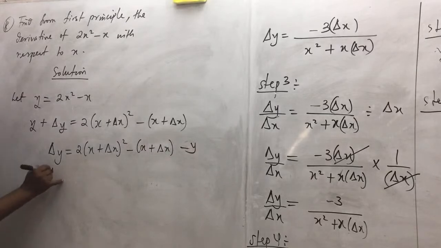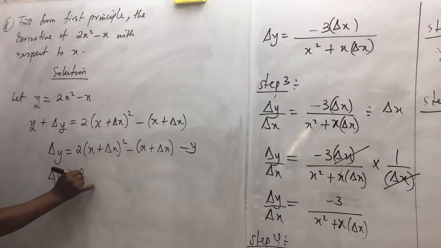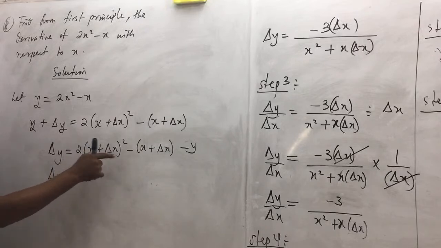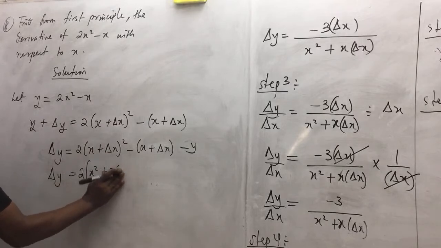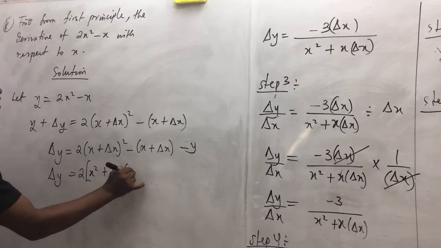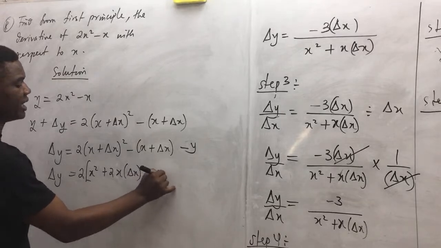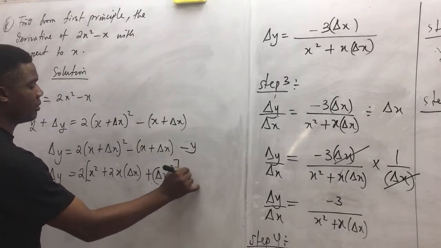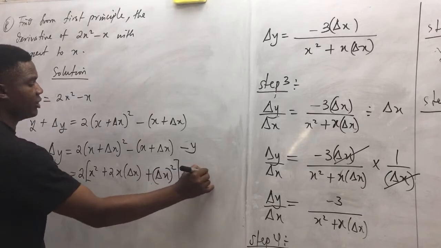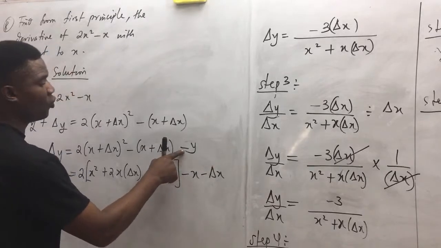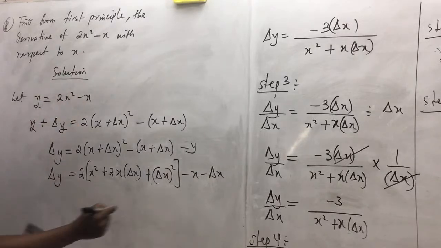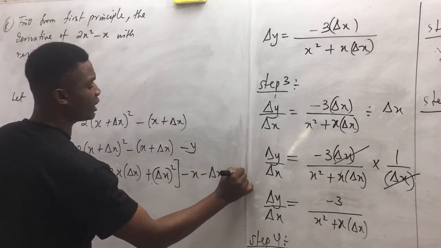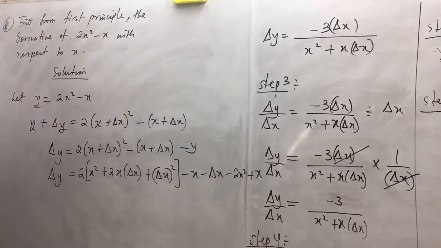Now, after doing this, the next thing I'm going to do will be to expand and simplify. So x plus change in x all squared will be x squared plus 2 in bracket x change in x plus change in x all squared, minus x minus change in x, minus what y is, and y, take note, is 2x squared minus x. So minus y will be minus 2x squared plus x. Okay? So I'm simplifying in a straightforward manner.